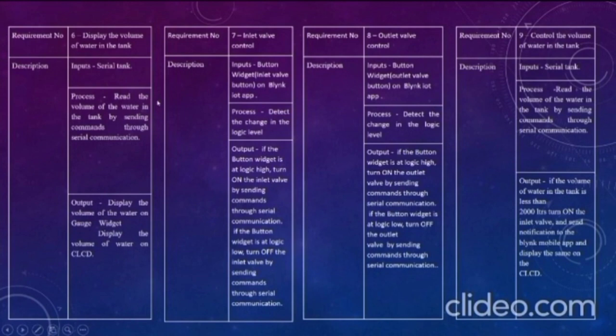Ninth one is to control the volume of water in the tank. Serial tank acts as an input. It reads the volume of water in the tank by sending commands to serial communication. The output is if the volume of water in the tank is less than 2000 liters, it turns off the inlet valve and sends notification to the Blynk mobile app and displays the same on the CLCD.